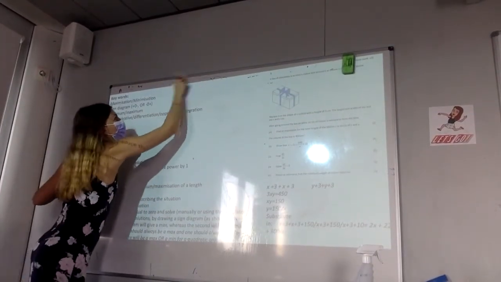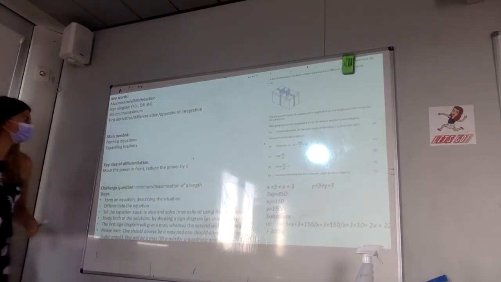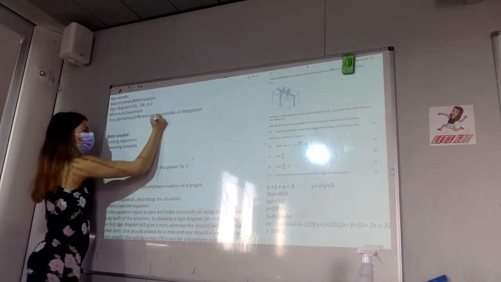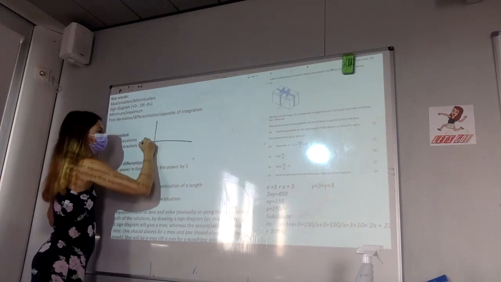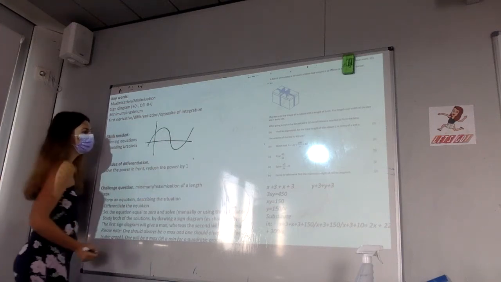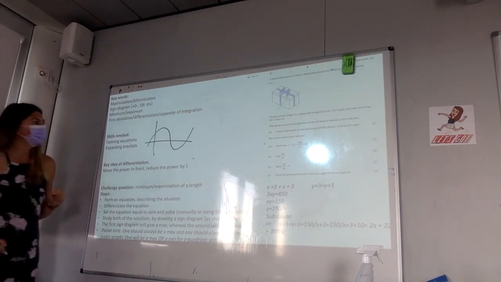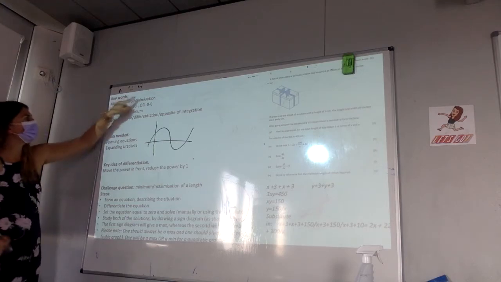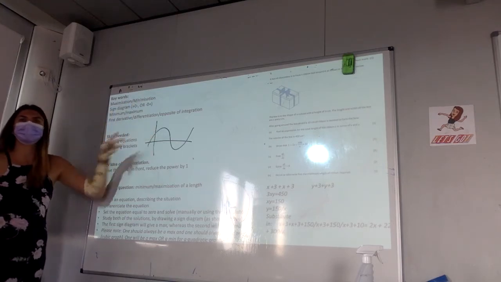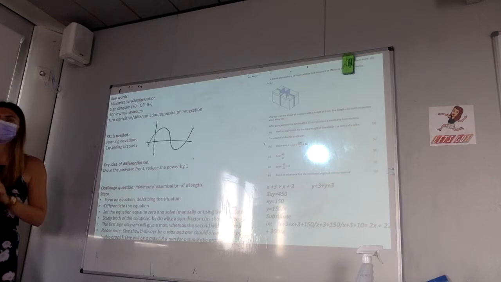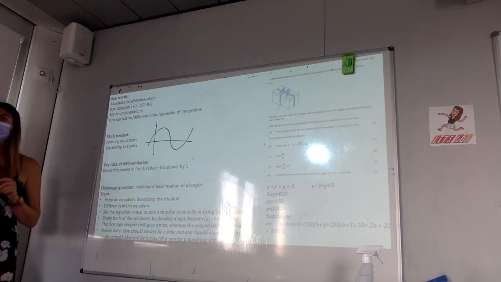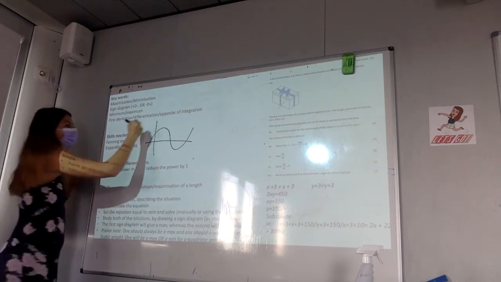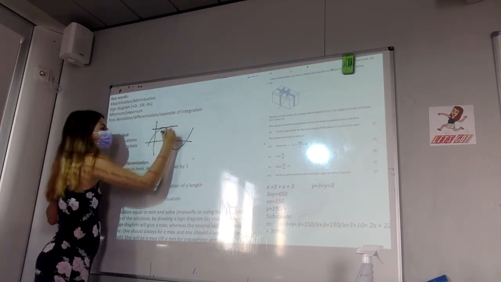Differentiation is about maximisation and minimisation. If I drew a picture like this, and this is going to be my curve, why would it be about maximisation and minimisation? Can anyone tell me how this links to the curve itself? Yes, that's right. The maximum, excellent, and the minimum.